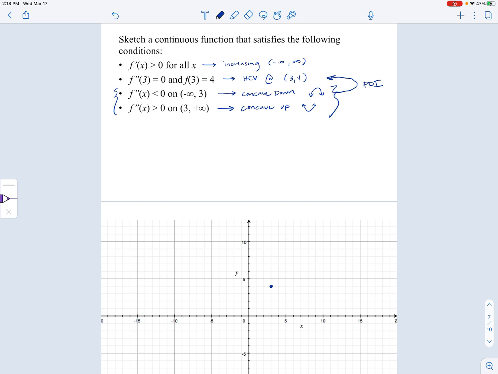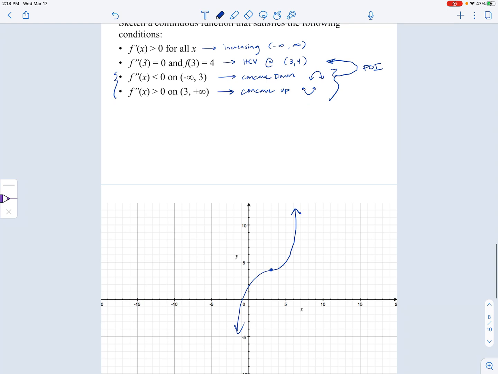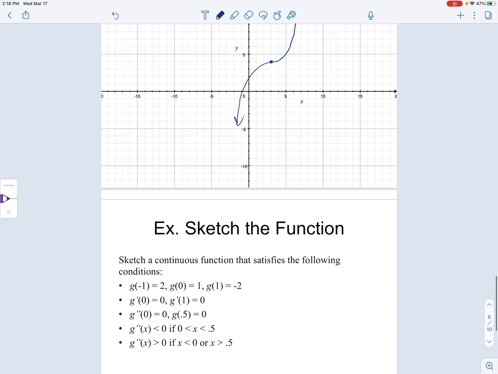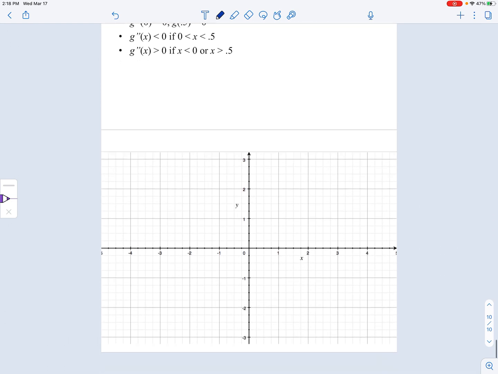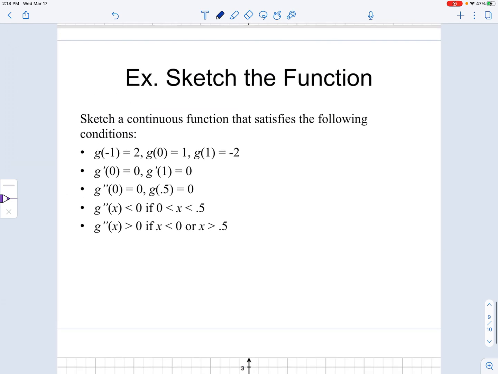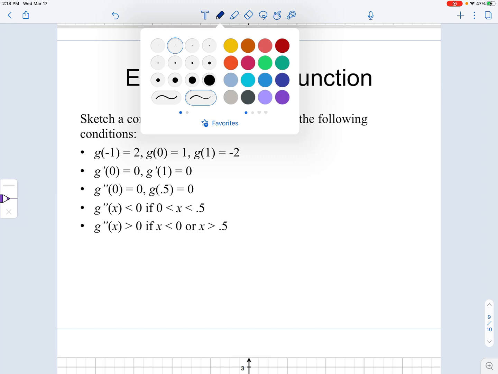So we can draw this, we can interpret this. Since the graph is increasing everywhere, I'm thinking this is going to kind of look like a cubic. Something like that. And this is just a sketch that has to meet these criteria. And this graph does that. Your graph might look slightly different, and that's fine. You just have to have that point. It has to be increasing everywhere, and the concavity has to change at (3, 4).